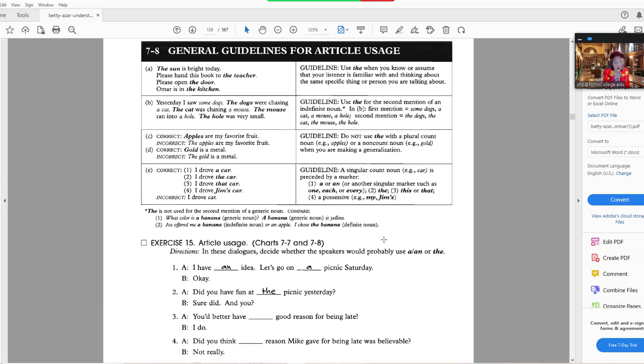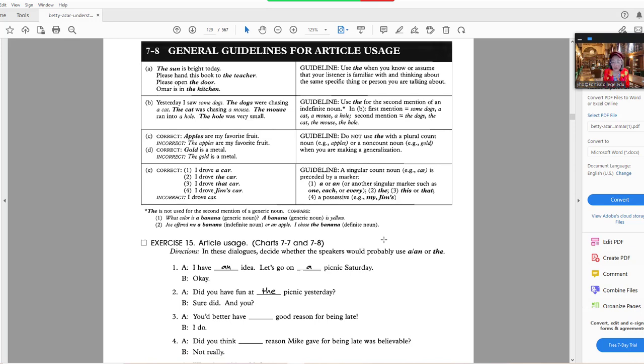Yesterday I saw some dogs. The dogs were chasing a cat. The cat was chasing a mouse. The mouse ran into the hole. The hole was very small. So every time you're going to mention the same subject again, you would use the.